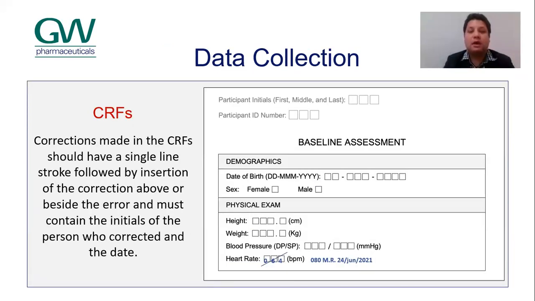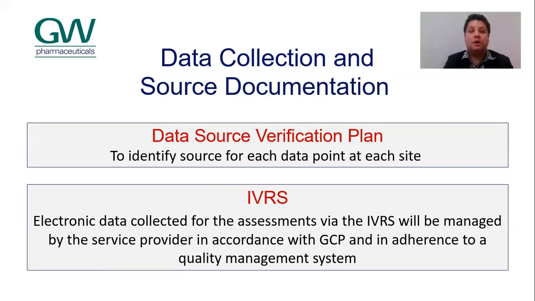When corrections are made in case report forms, there should be just a single line stroke followed by the insertion of the correction above or beside the error identified, and it must contain the initials of the person who corrected it and the date of the correction made. There should be a pre-designed data source verification plan to identify the source for each data point at the site. Electronic data collected for assessment via IVRS will be managed by the service provider in accordance with GCP and in adherence with the quality management system.